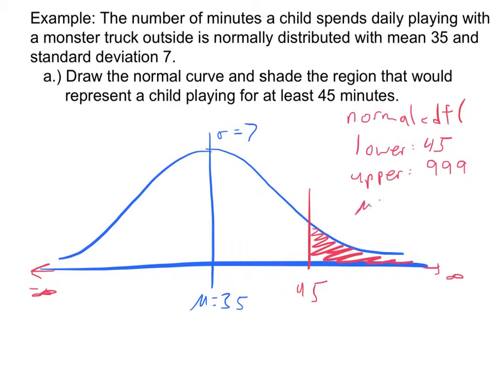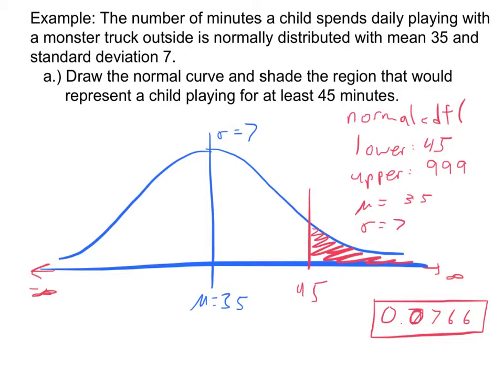The last things we need are mu, which is 35, and the standard deviation, which is 7. If we punch all that in, the calculator comes back and tells me that this is 0.766. So, like 7.7%.